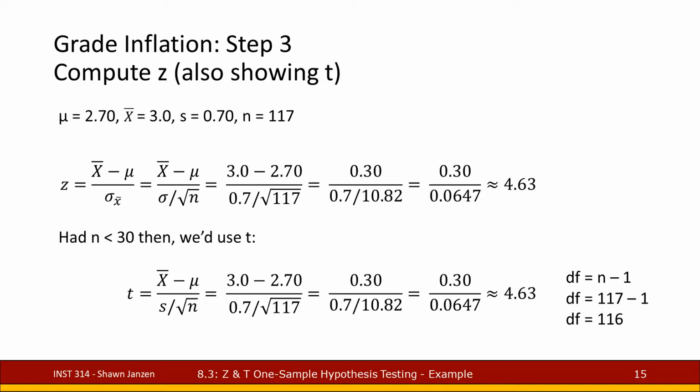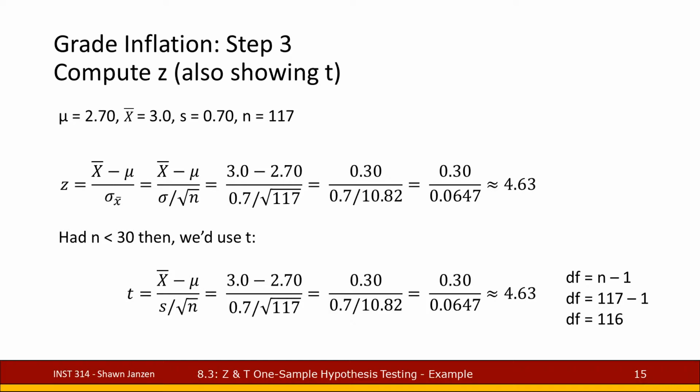Now, we have mu of 2.7, x bar of 3.0, standard deviation S of 0.7, and n of 117. Plugging all of those in, if we did this with the z-score, we get a z-score of 4.63. If we do the t version, the math is exactly the same. We still get a 4.63. However, we include a degree of freedom, n minus 1, so the degree of freedom is 116. Let's take this into the next step.